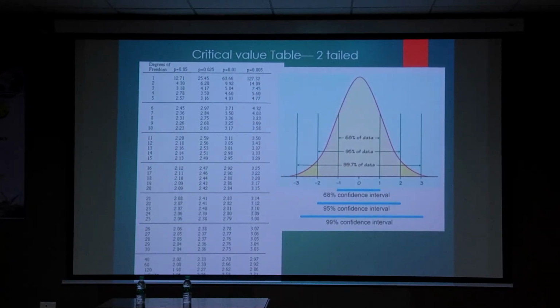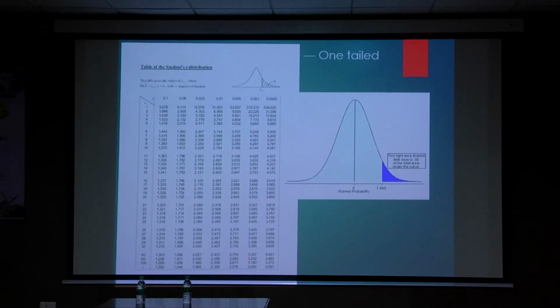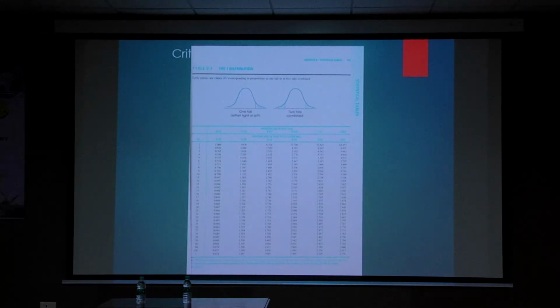So this is the critical value table for two-tailed. Two-tailed means the change is expected in two directions, either in positive or negative direction. These are the critical t value tables for different numbers of subjects. And this is the critical value table for different sample sizes in one tail, where the change is expected in one direction. And this is the combined two-tailed and one-tailed critical value table.